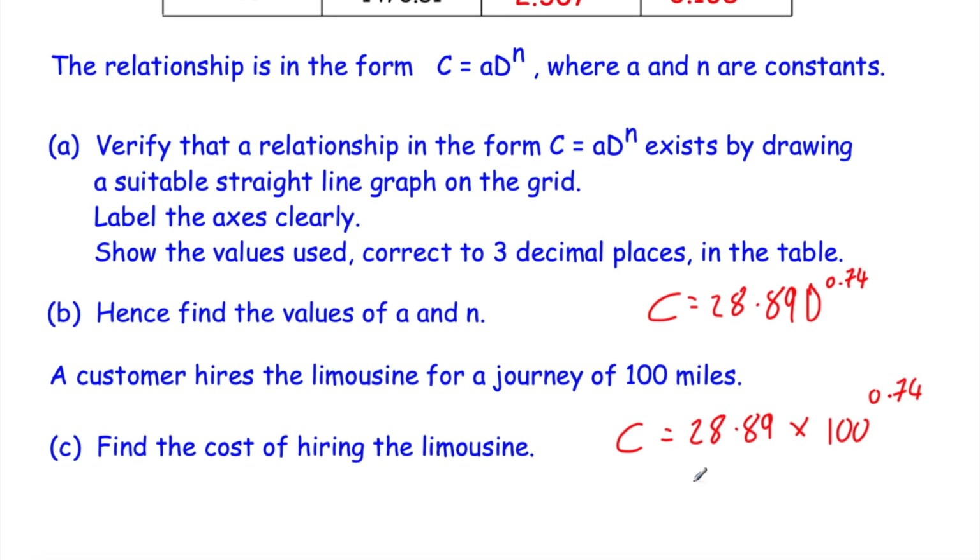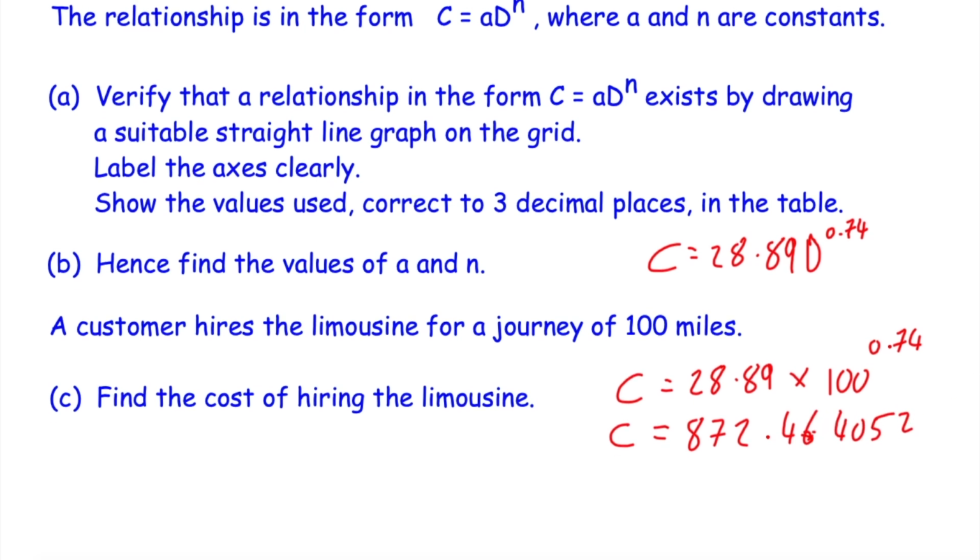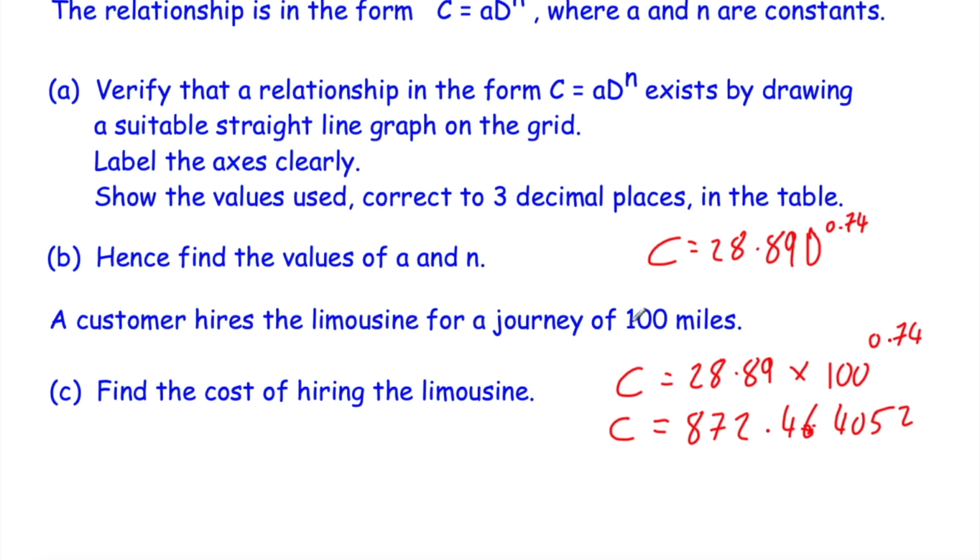And if we work this out in our calculator, we'll find the cost of that journey. So 28.89 multiplied by 100 to the power of 0.74. And that's equal to 872.464052. And if we round that to 2 decimal places, because obviously we're dealing with a cost here, that'd be equal to £872.46. And that's it. So that would be the cost of hiring the limousine for a 100-mile journey.